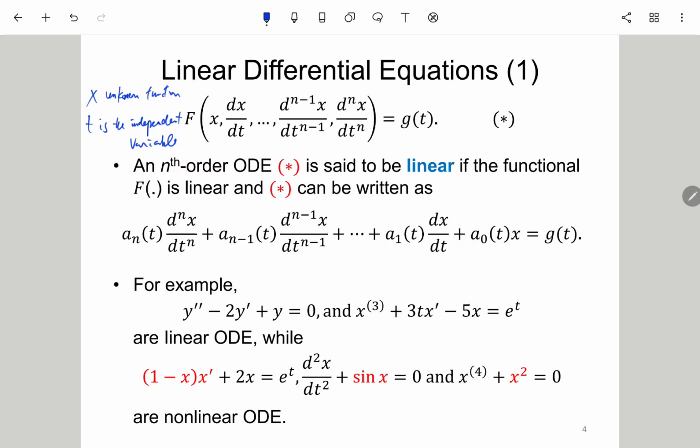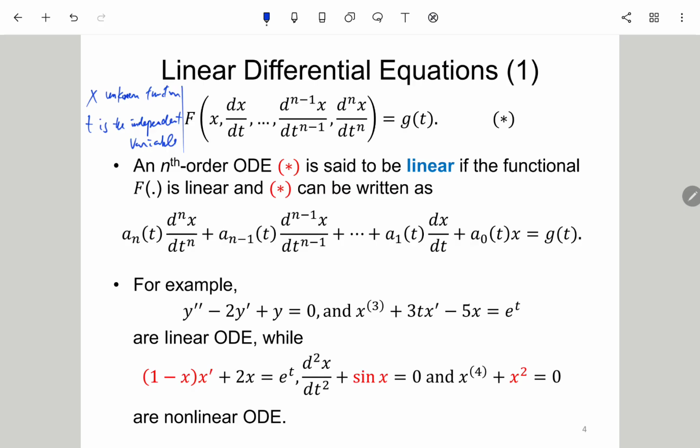And x in this case is called the dependent variable. Independent means 独立, and dependent means 相依. Which means that t can be changed to different values, but x is not free to change to different values. It depends on t. So here x is the unknown, and t is the independent variable.